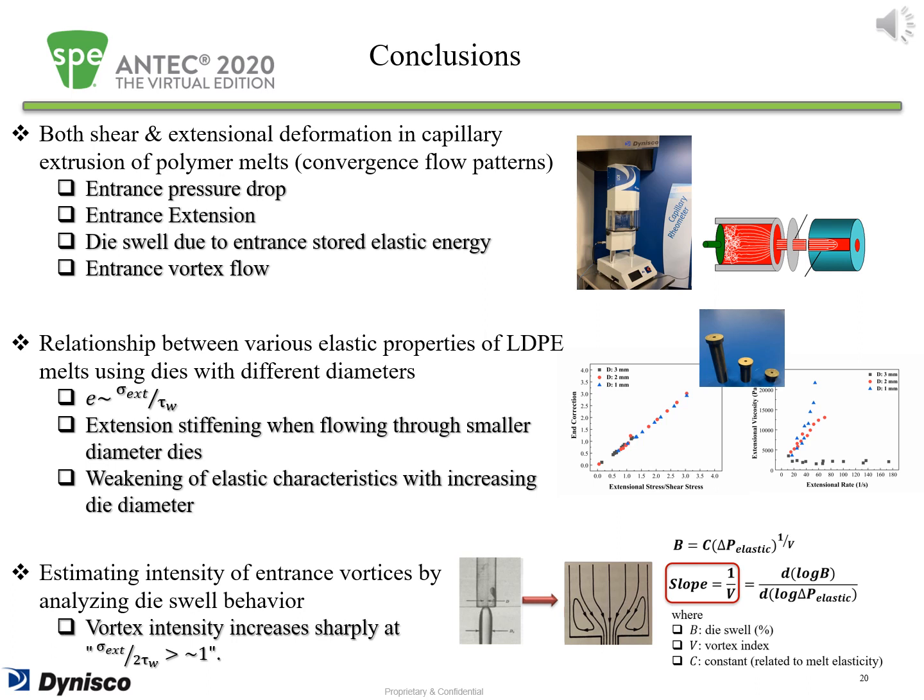We observed that the N correction parameter increased as a linear function of extensional stress to shear stress ratio with a slope nearly close to 1. Also, we observed tension stiffening behavior for LDPE melts while extruding through dies with diameters of 1 mm and 2 mm. We further observed weakening of elastic characteristics of LDPE melts with increasing die diameter.